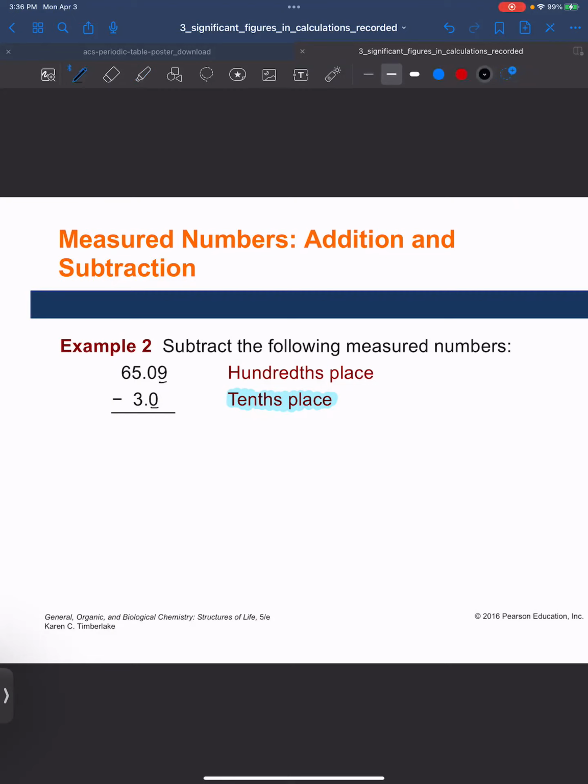When I do this calculation on my calculator, I get 62.09. And I remind myself that I need to report that final answer to the tenths place because that's the fewest decimal places out of my measured values. And because the number next to it is 9, which is 5 or greater, that means we do round up the retaining number by 1. And so the final answer is 62.1.